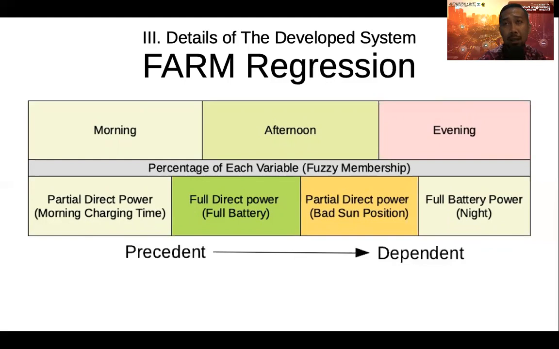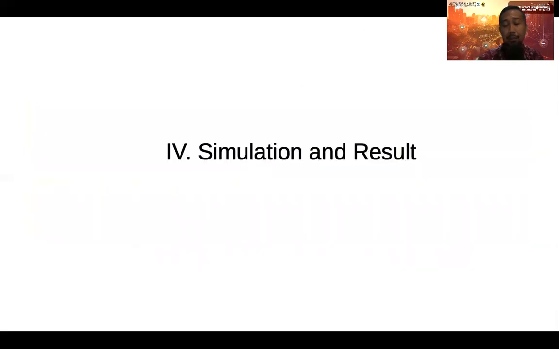So the capability of the battery to supply power in the night depends on how efficient the energy generator is in the daytime. Okay, so we will conclude the data automatically using the algorithm into a rule-based system. Okay, so this is the most important part: simulation and result.